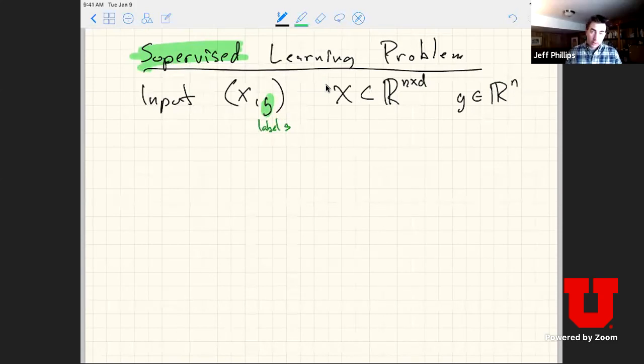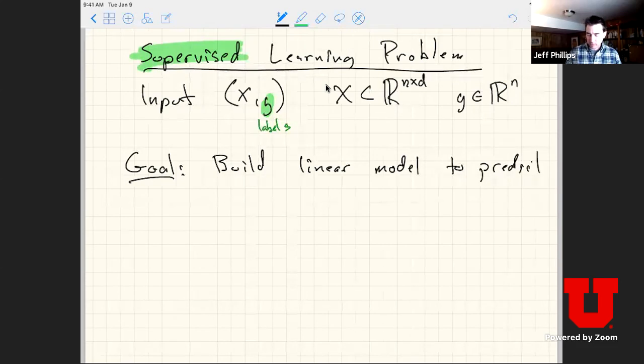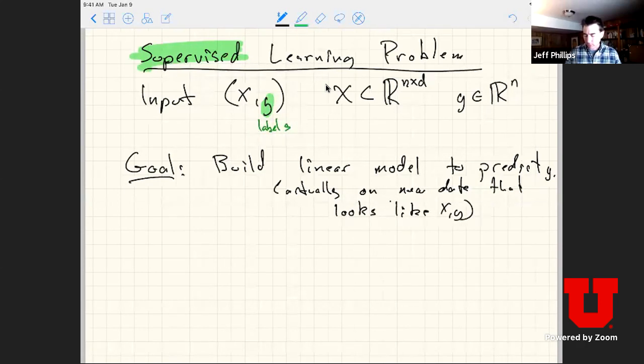Okay, so the goal is to build a linear model to predict Y, or actually on new data that looks like Y, or like X and Y.